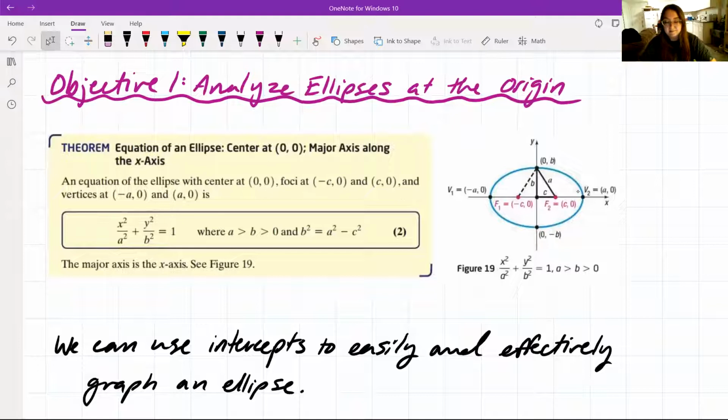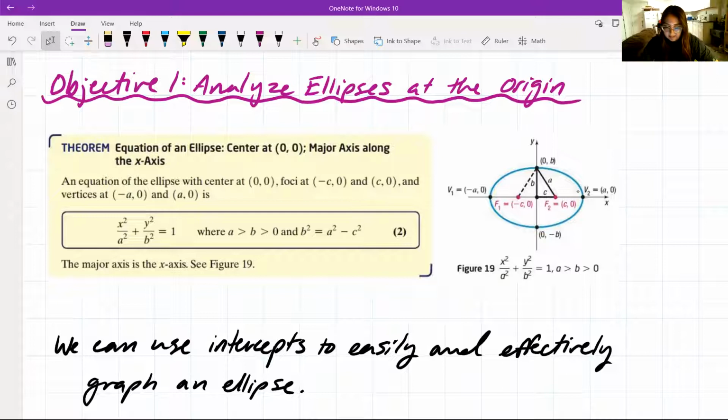So all right, objective one. Done with our little intro, now we're going to analyze ellipses at the origin. So our first theorem: we have the equation of an ellipse where its center is at 0, 0, and its major axis is going to be along the x-axis. The equation of the ellipse with center at 0, 0, foci at negative c, 0 and c, 0, and vertices at negative a, 0 and a, 0, is going to be x squared divided by a squared plus y squared divided by b squared equals 1, where a is greater than b, which is greater than 0, and b squared is equal to a squared minus c squared.